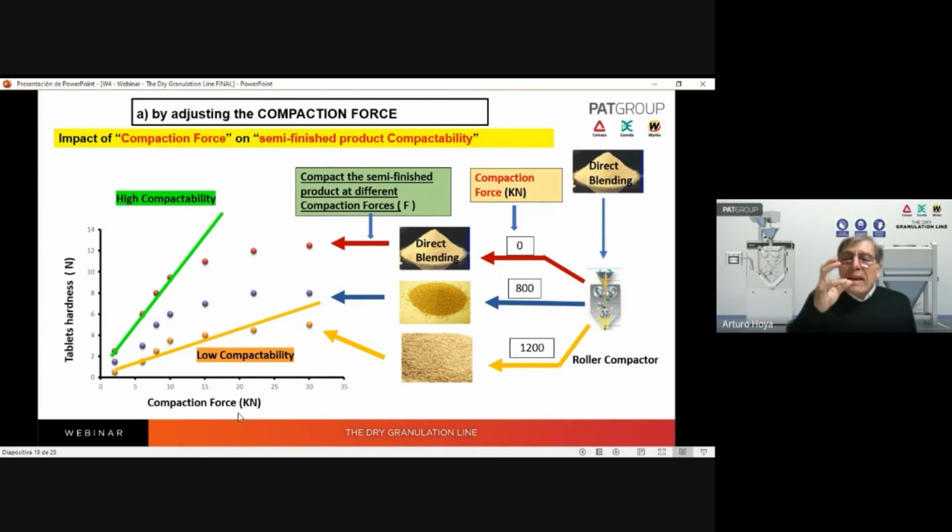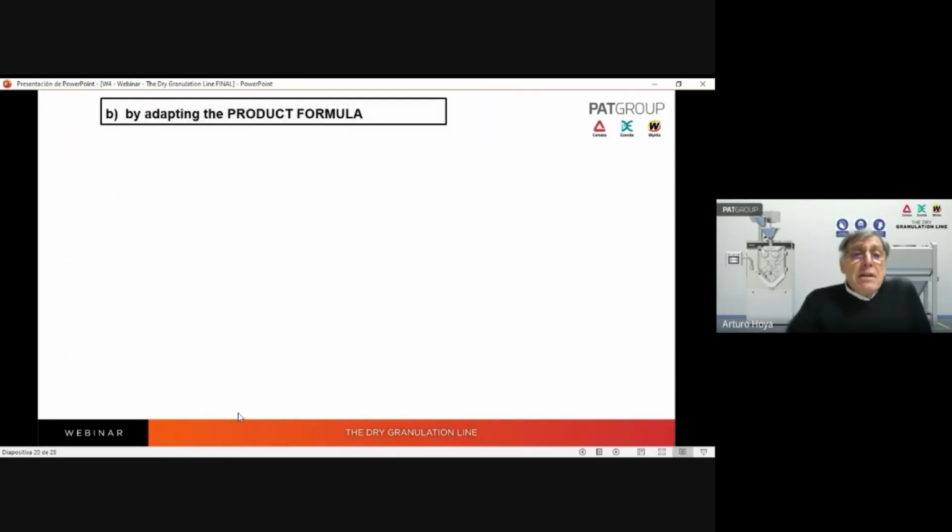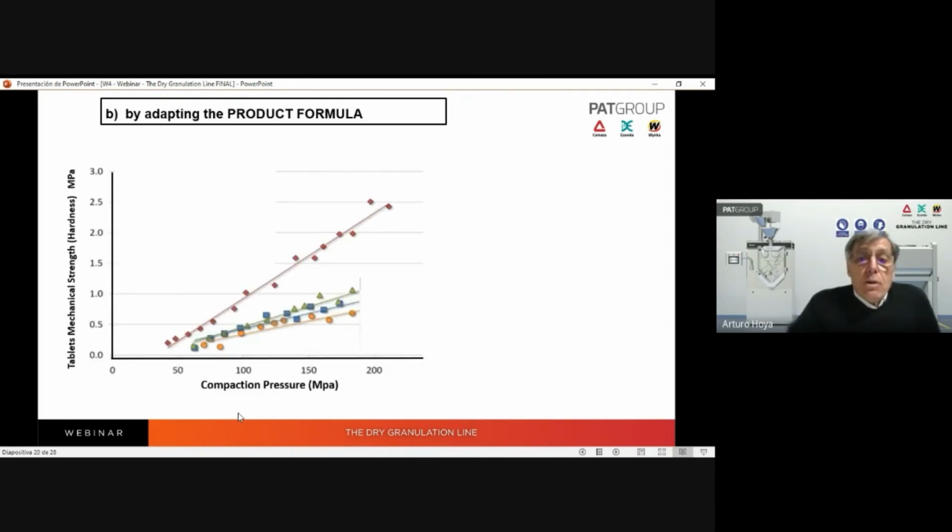So we have to use an intermediate compaction force when our formula has a medium or high percentage of plastic component. This is a very, very important question. Well, the other optimization is by adapting the formula, and I want to show you this experiment by Rodolfo Rodriguez from the University of Mexico.